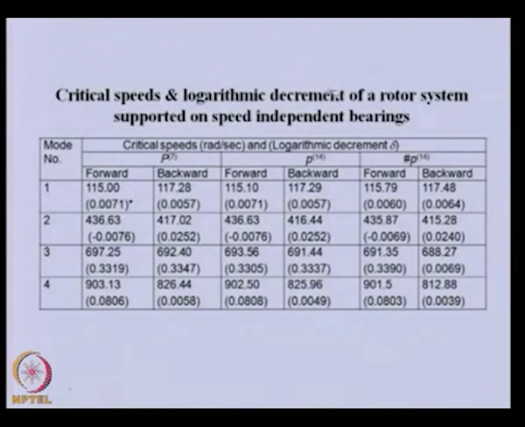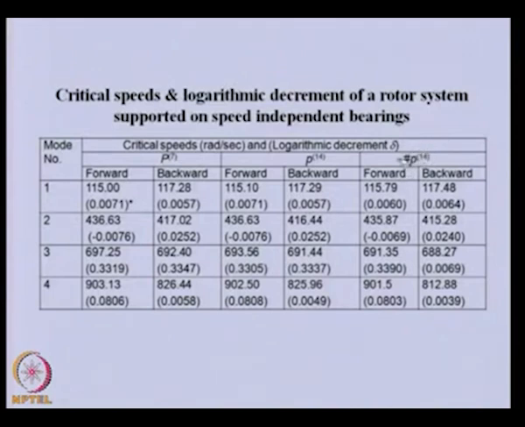Critical speed and logarithmic decrement of a rotor system supported on speed independent bearing. So, basically previous tables were for the whirl frequency, now this is for the critical speed, the intersection of the 45 degree line. So, here that summary we are giving. In this we have given for 7 element and 14 element what was the difference in forward critical speed and backward critical speed, and this is using some kind of condensation scheme or static condensation scheme, how the result is affected.